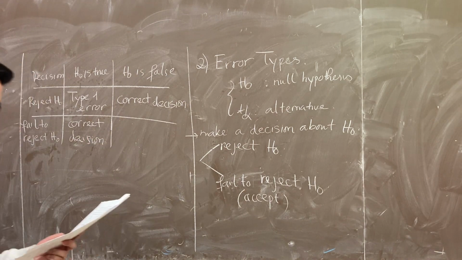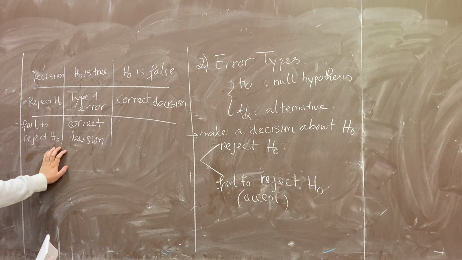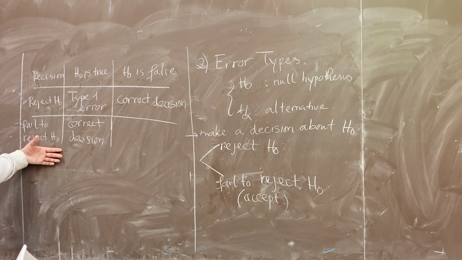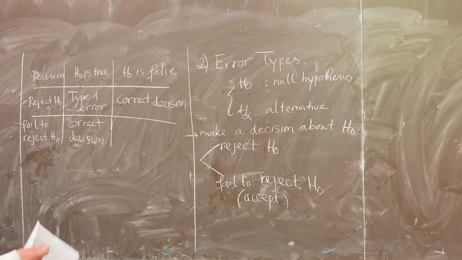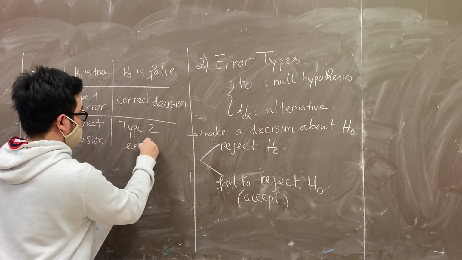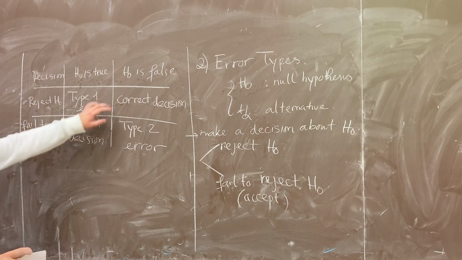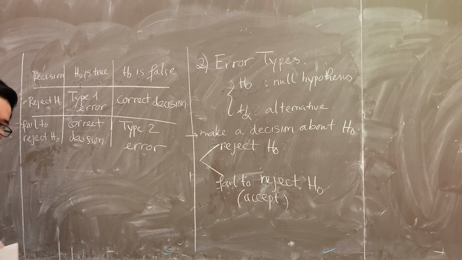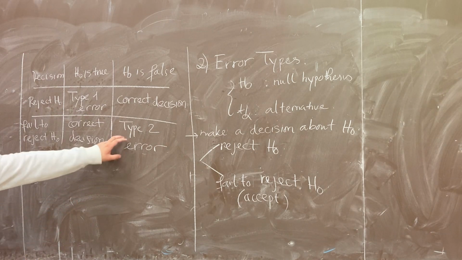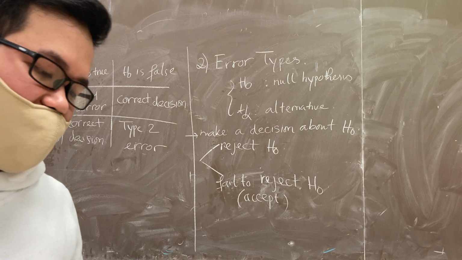And in other words, if H0 is false and we fail to reject H0, that means sometimes we accept the false statement. In this case, we call this a type 2 error. We cannot accept the false statement. Okay. So that is the second type of error. Any questions so far? That is the definition for some error types in hypothesis tests.